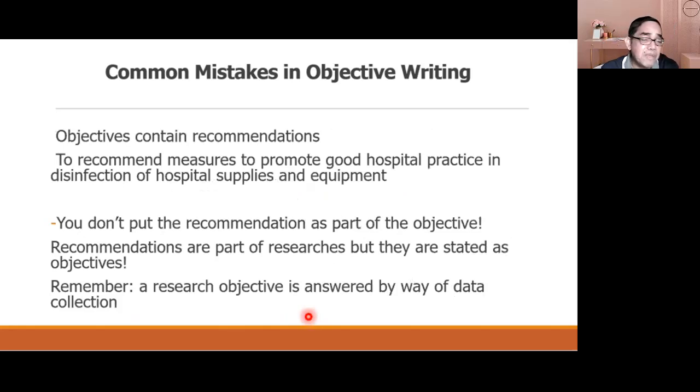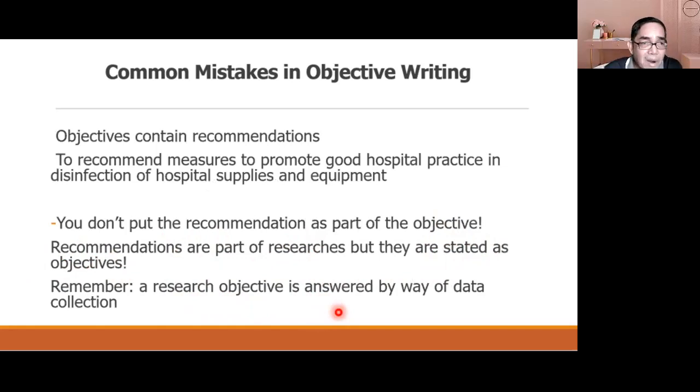I do see a lot of people making this as an objective. Don't put recommendation as part of the objective. Recommendations are part of all research, but they are not stated as objectives. You don't state them as an objective. Remember, the research objective is answered by way of data collection. So you answer something. You don't make a recommendation.